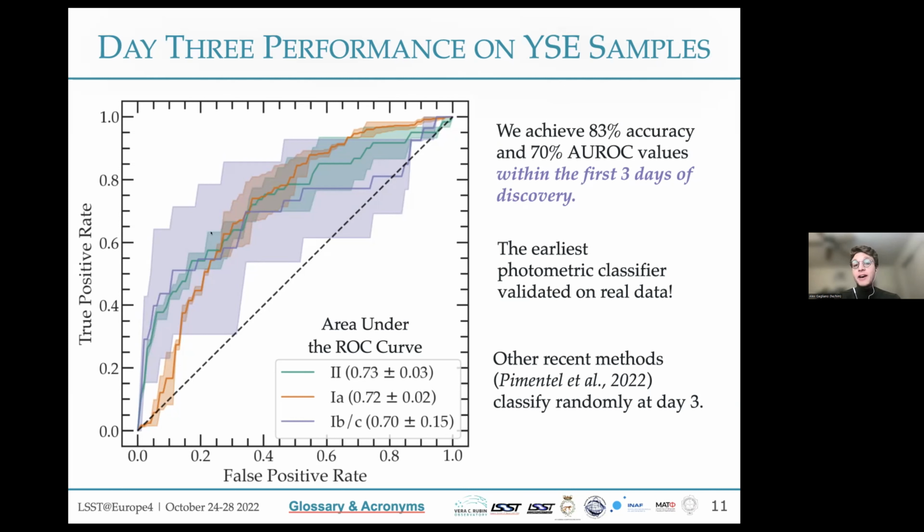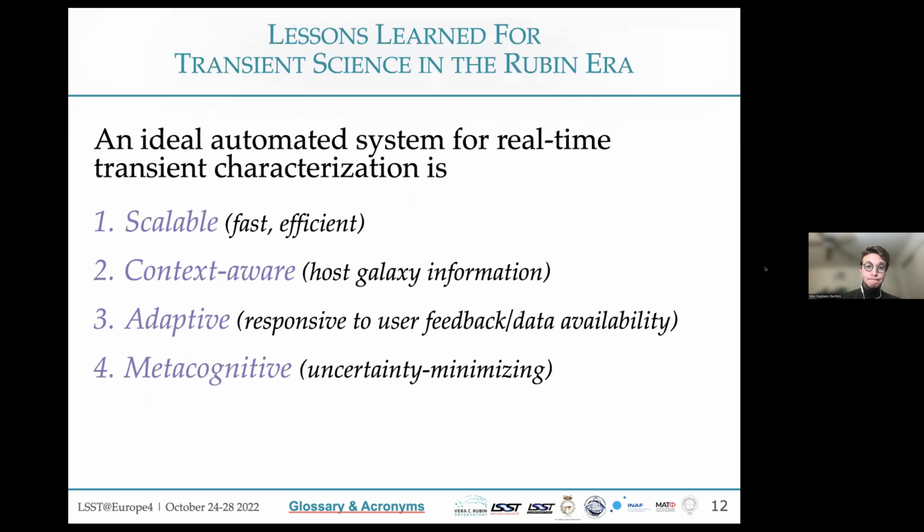So this shows you that there's valuable information encoded within the host galaxy and within the transient that allows you to reasonably start to distinguish between these events early. And so this was really exciting. This is a very promising result.